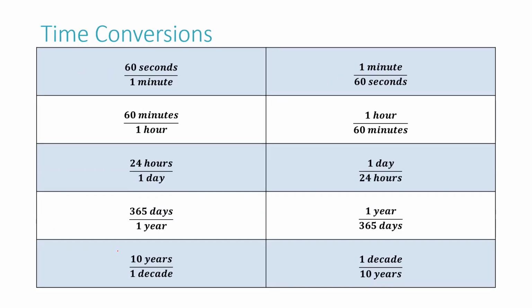Here are some time conversions. There are 60 seconds in 1 minute. There are 60 minutes in 1 hour. There are 24 hours in 1 day, 365 days in 1 year, and 10 years in 1 decade.